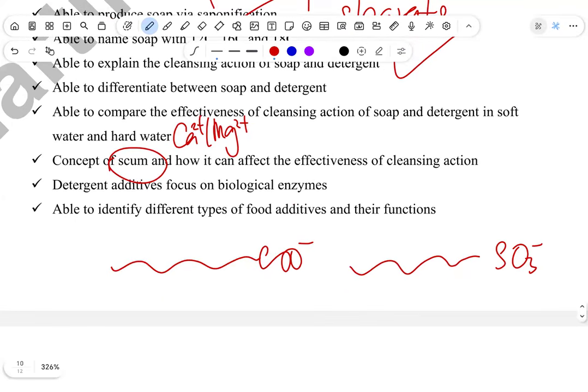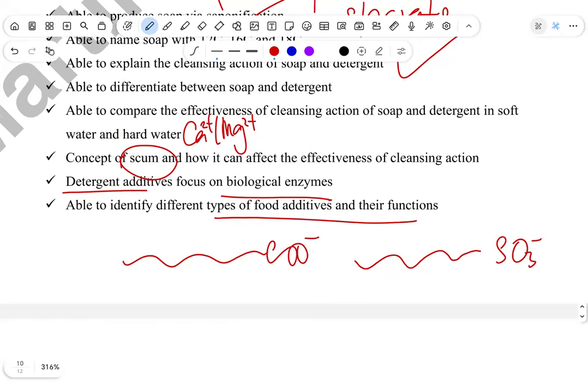Okay? So for detergent, sometimes they add additives, something extra. We focus on biological enzymes. There are many detergent additives, as you can all see in your textbook, but we're focusing on biological enzymes. When you add enzymes to detergent, they can help you remove protein stains, the food stains, even better.